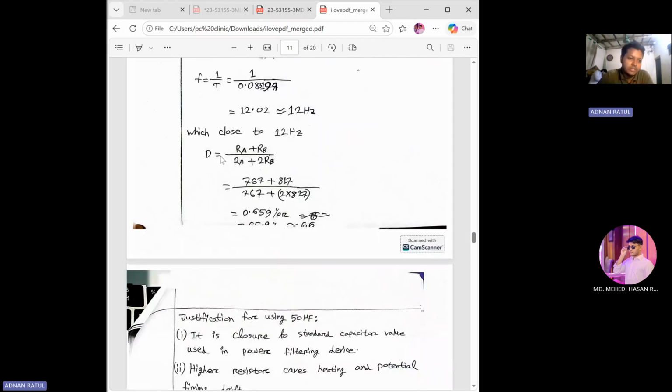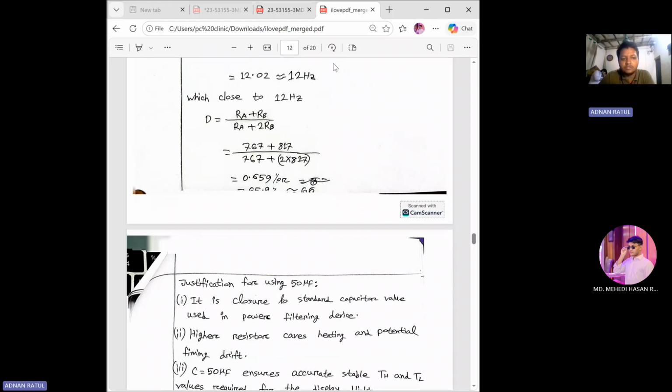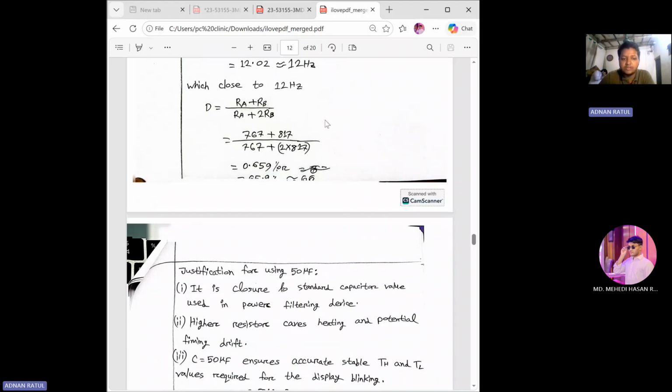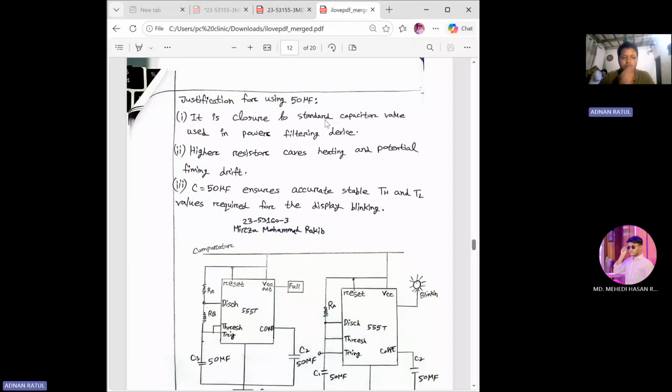Then we will use D is equals to RA plus RB divided by RA plus 2RB. After calculation, we got 65.9%, which is approximately 66%.